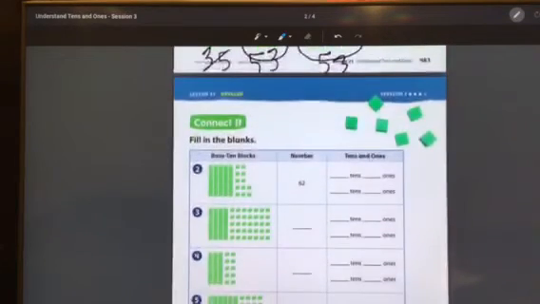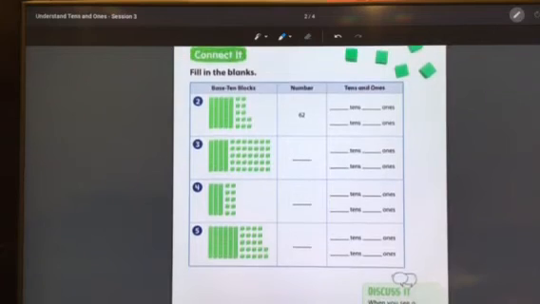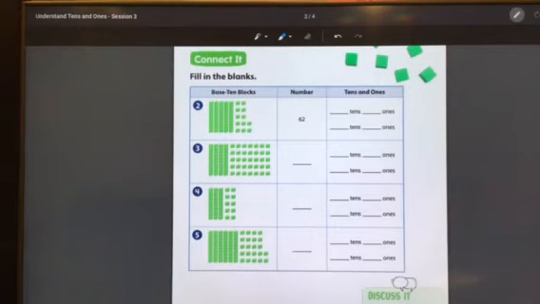Then flip the paper over. And now we're going to be showing 2 different ways to make numbers. So when we look at number 2, here's our base 10 blocks. Here is how many there are, but we need to show 2 different ways to make the number 62.